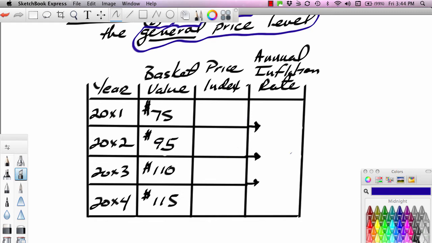Notice what I've done is I've set up 4 hypothetical years, 20x1 through 20x4, and I've established what are called basket values for each of those years. Now let me explain what we mean by the term basket. The term basket has a very specific meaning here. When the government goes out to measure the general price level, one way it does it is it identifies a basket or group of goods that it's going to track.